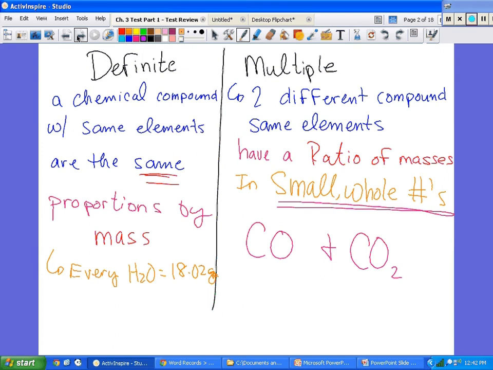The 2 examples I give you, carbon monoxide and carbon dioxide. Are they 2 different compounds? Yes. But are they composed of the same elements? Yes. Well, here's what I need you to know.